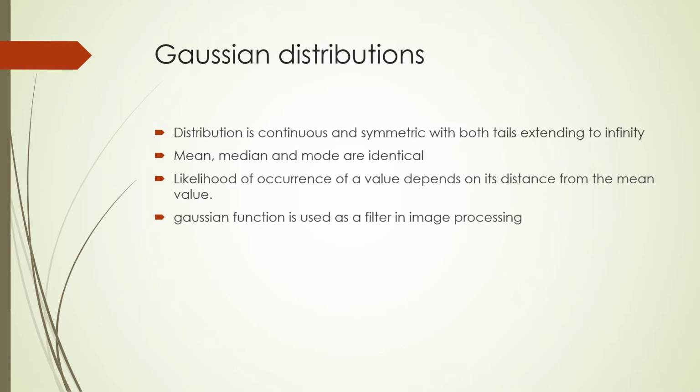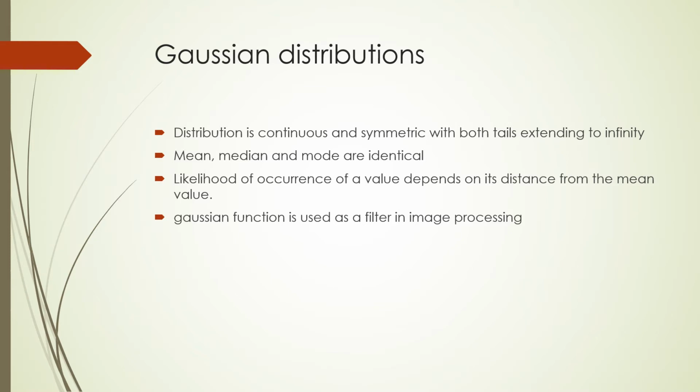Let's look next at the Gaussian distribution. The Gaussian distribution is also called the normal distribution. It is a continuous probability distribution. A Gaussian distribution is a bell-shaped distribution parameterized by two values, the mean of a set of measurements and the standard deviation of the measurements. The distribution is symmetrical with both tails extending to infinity.